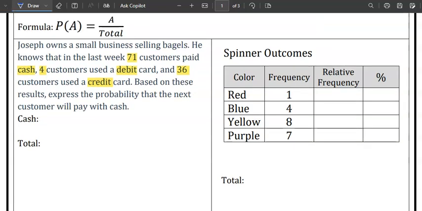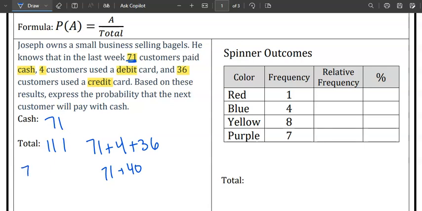First, we want to find how many paid with cash, which was 71. And then we want to find the total. To find the total, just add those numbers together. The probability that the next customer will pay with cash will be 71 over 111, or about 0.64.